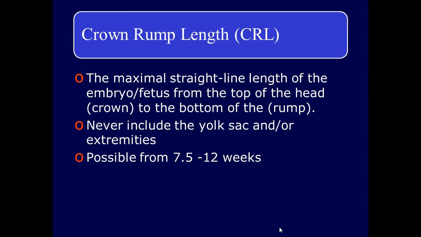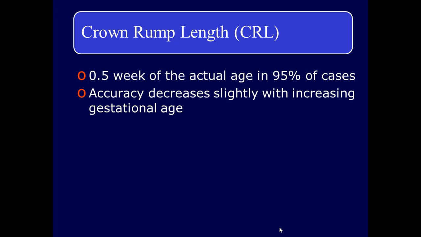At 7.5 or actually 8 weeks, crown rump length is about 15 millimeters. It is generally possible to distinguish the crown and rump ends of the fetus or embryo. After 12 weeks, obtaining a good crown rump length measurement is generally more difficult due to increased fetal body movement. So the crown rump length should be made from an image in which the fetus appears to be in a slightly flexed or relaxed position.